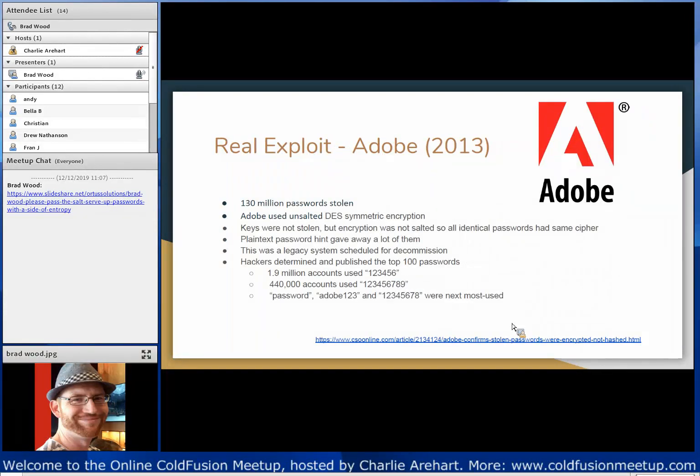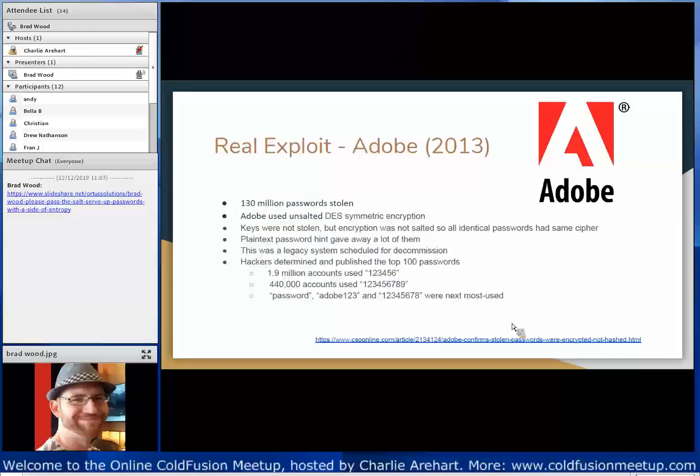So here's another real exploit of a company named Adobe, you may have heard of, that did this. I'm not picking on any companies, by the way. I literally just Googled and found exploits that matched each of these. So in 2013, only a year after Yahoo's, Adobe had 130 million passwords stolen. They used unsalted DES symmetric encryption. Unsalted just means that the password is straight up encrypted, nothing else is added to it. Unsalted means no salts were added.